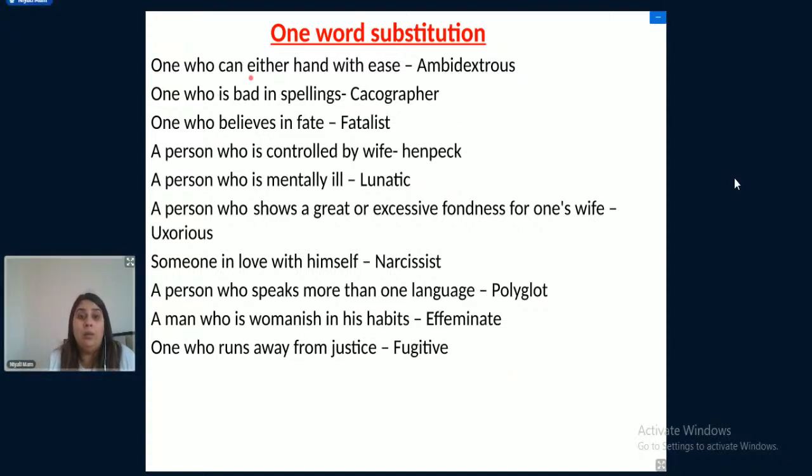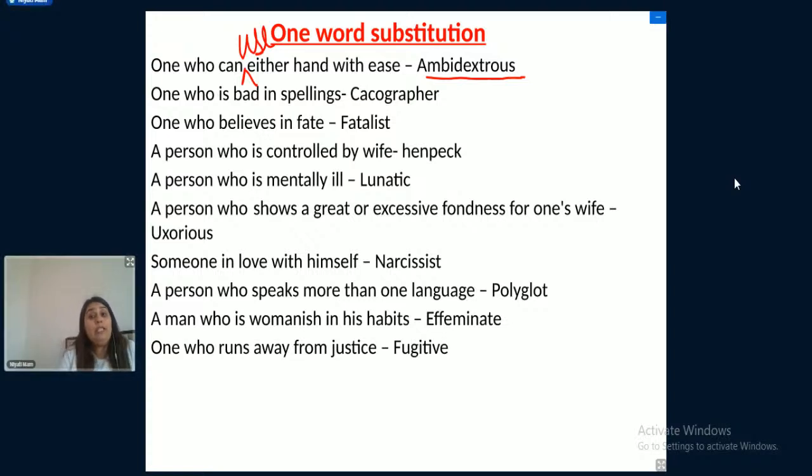One who can, okay, here a word is missing: one who can use either hand with ease. Okay. You know that some people are left-handed, right? They do each and every work through their left hands. Some people are right-handers. They do their work with right hands. Now, here the line is mentioning, one who can use either hand with ease. So the people who can use both their hands easily, right? They are known as ambidextrous.